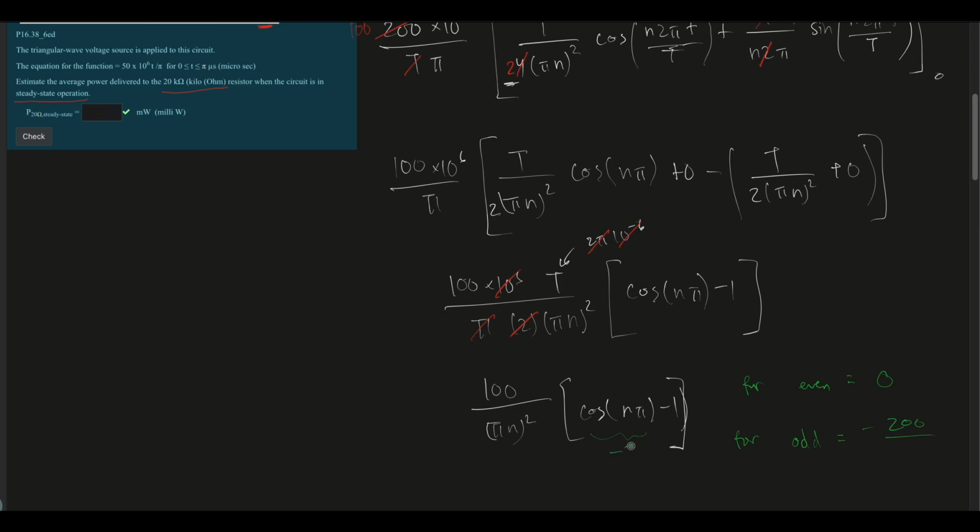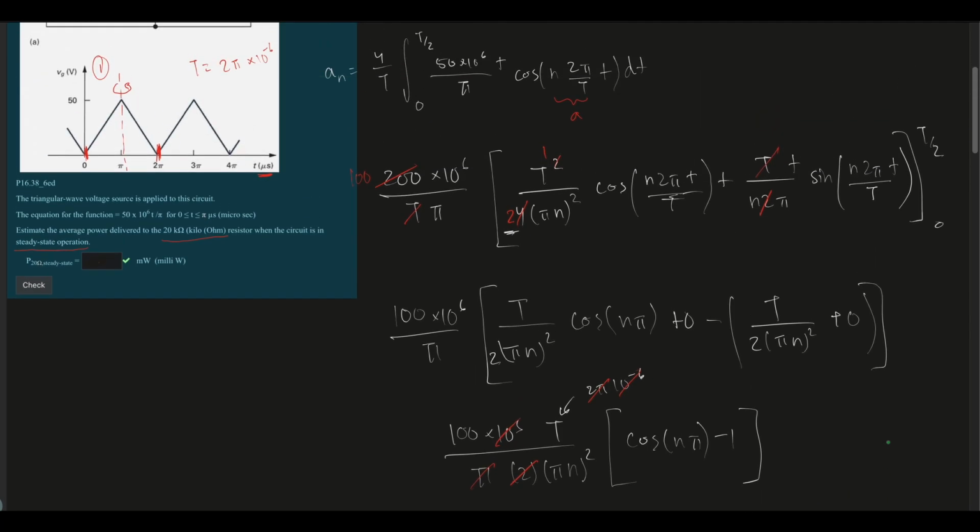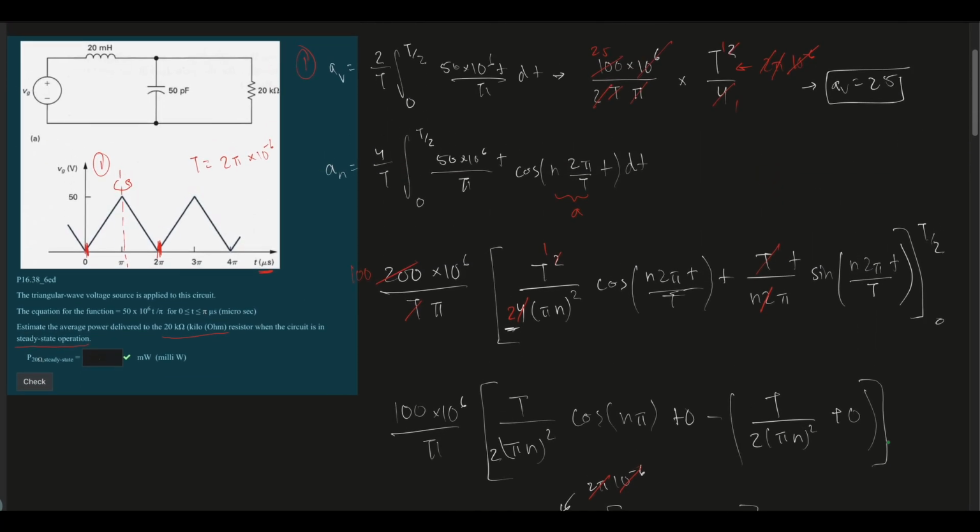We're going to have a negative 2 inside of here. Negative 200 over pi n squared. And this is what we're going to want to focus on. So this is what we're saving here, and we're going to save this with our a of n.